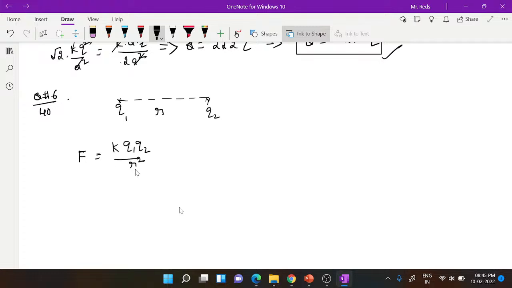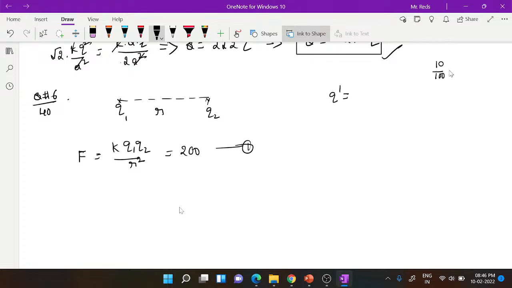Yeah. F is equal to K Q1 Q2 by R square. Initially, this is given as 200 Newton. Let us say this is equation 1. Next, in the second scenario, if we increase the charge on one by 10%, let us say its charge is Q1. Q1 dash is equal to the initial charge plus 10% of the initial charge. 10% means 10 by 100, which is 0.1.